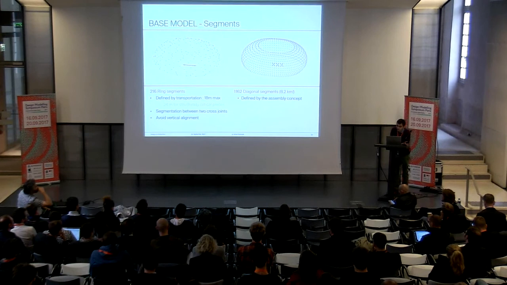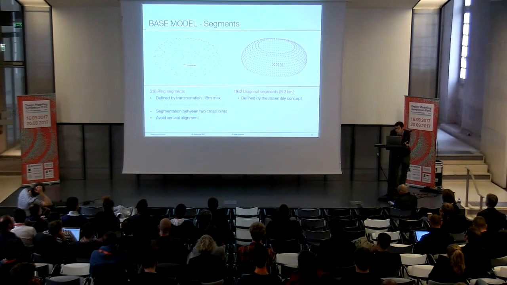The diagonal segmentation there is defined by the assembly concept, and they span between two consecutive rings. So we end up with 1,162 different pieces, which at the end is more than 8.2 kilometers.